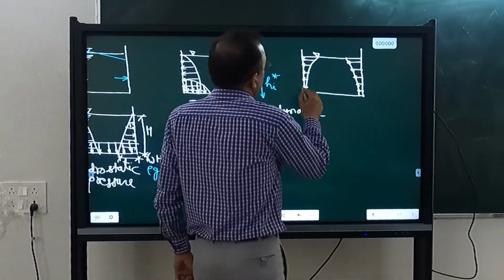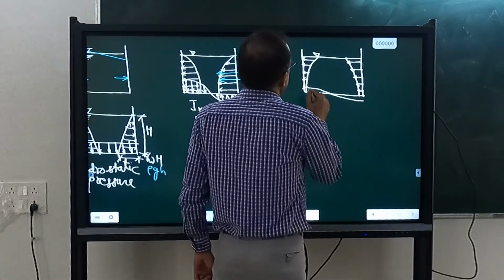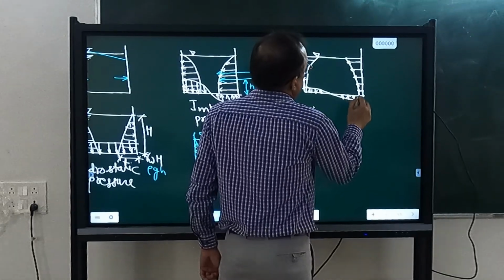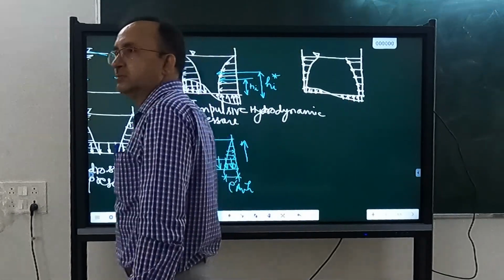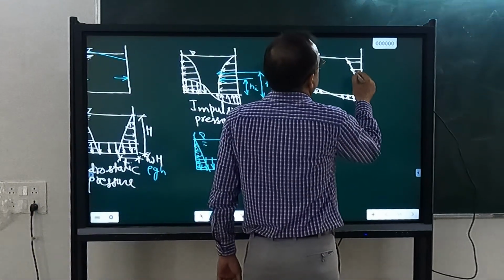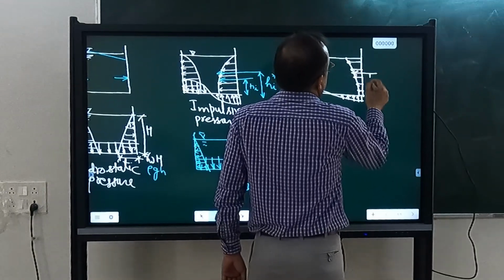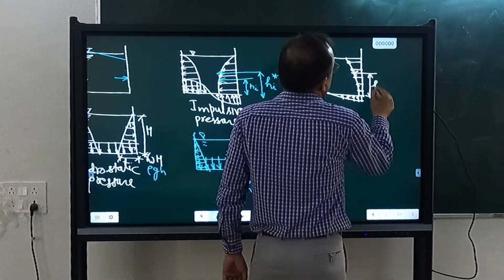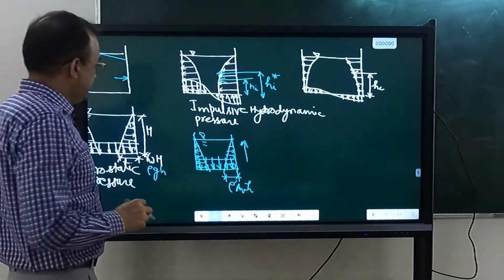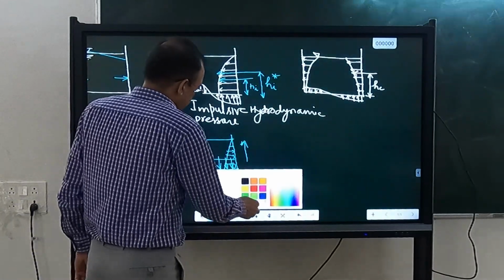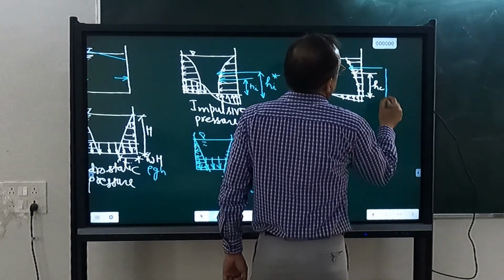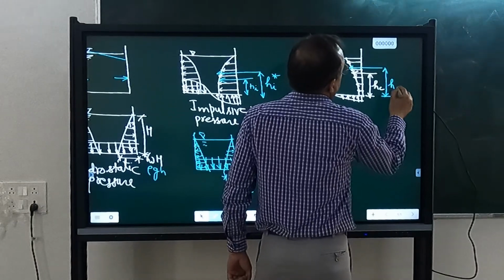And at the base also, pressure here and suction. This height will be taken by h. And if I consider the base pressure also, then this is x6.